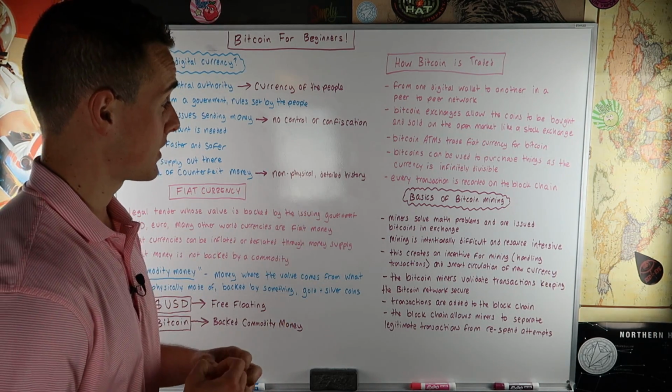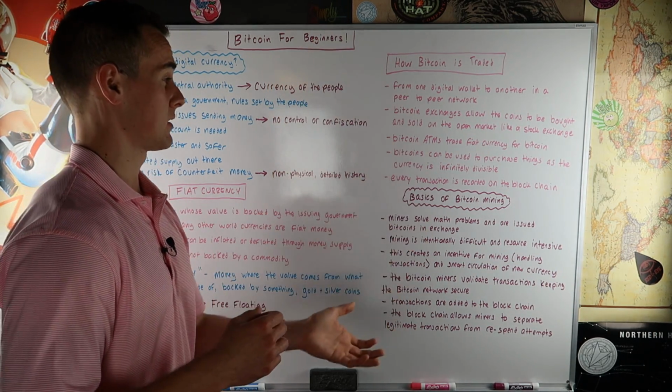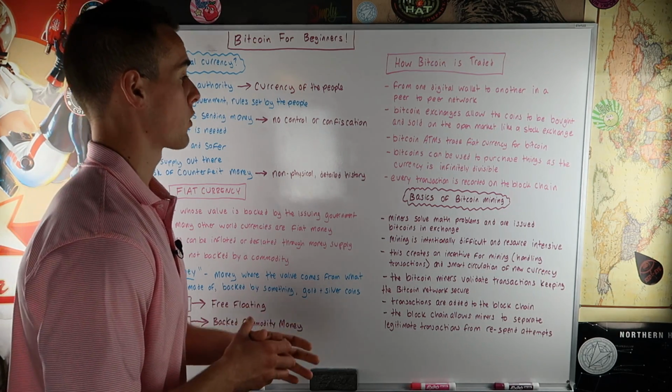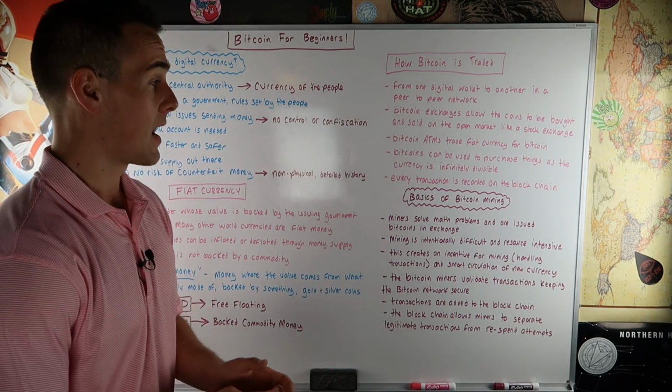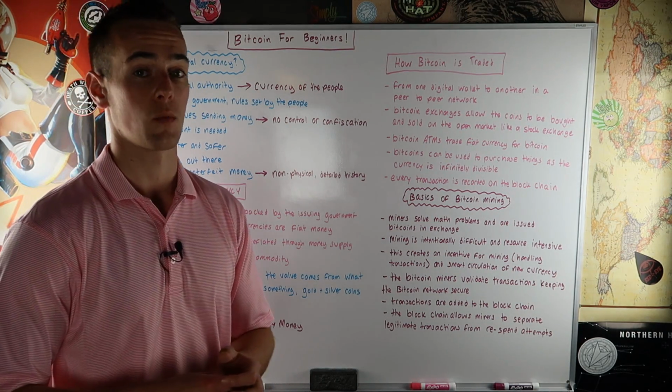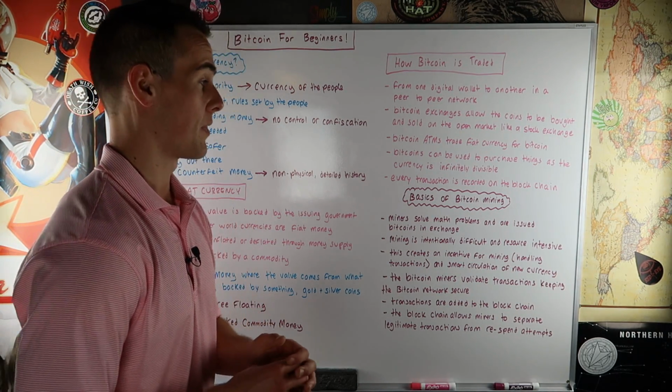Now, what's also interesting is that every transaction, any of these things listed above, is recorded on the blockchain. Think of the blockchain as the public record, and every single person involved in this network has to be in consensus on that public record.